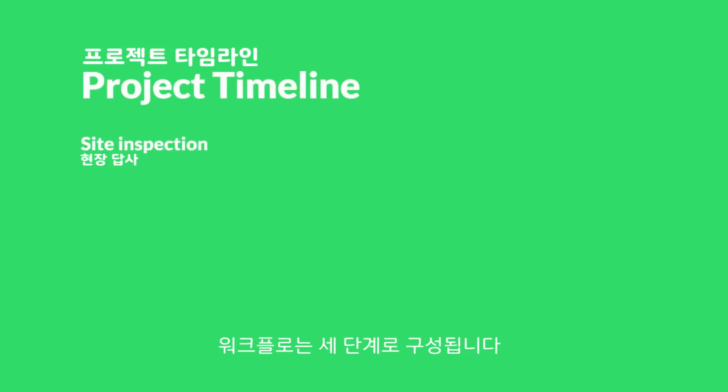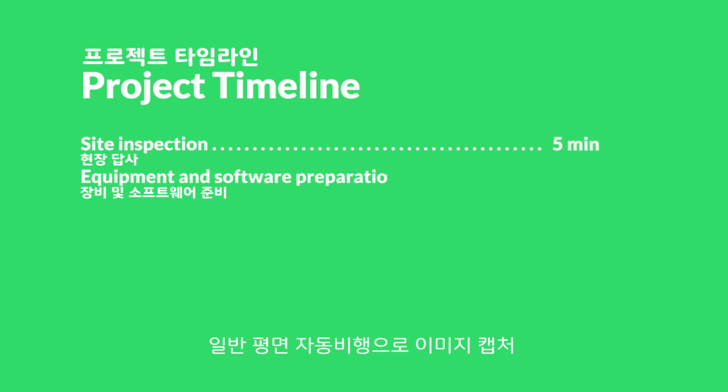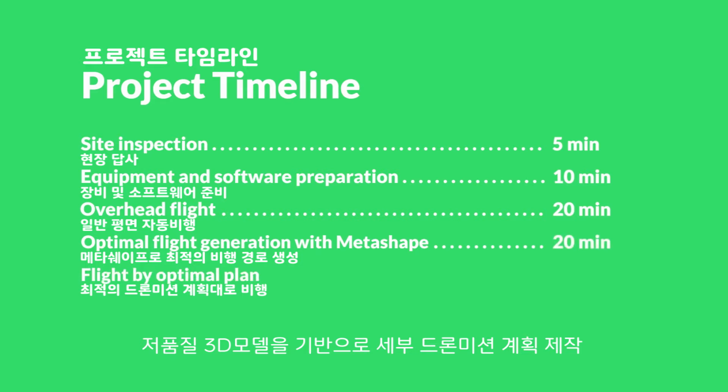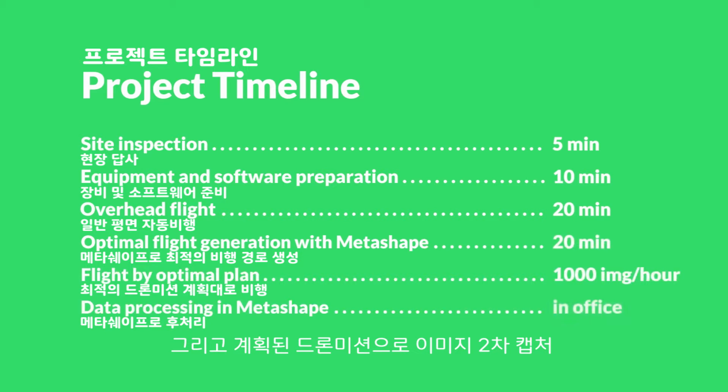The workflow consists of 3 major steps: capturing images with a standard overhead flight, creating a detailed flight plan based on a rough mesh model, and performing image capture according to the planned waypoint mission.